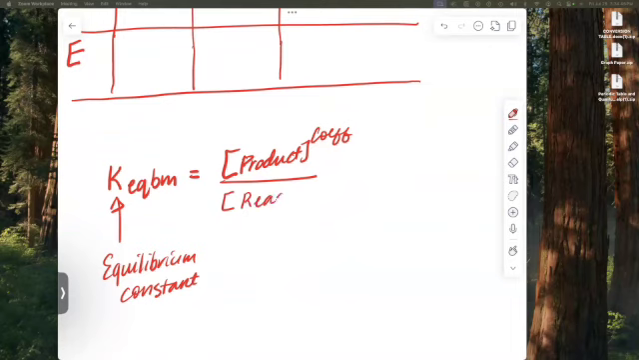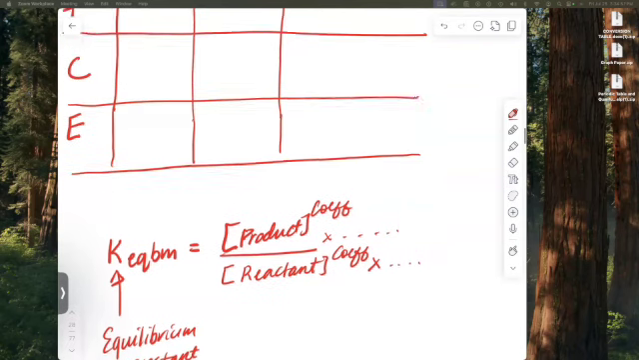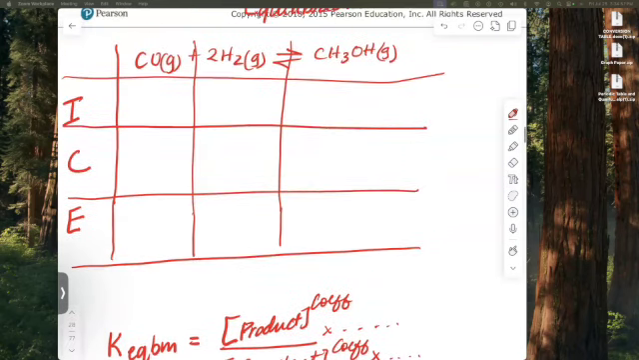Okay, so we have here reactant raised to the power of the coefficient. Of course, if you have multiple products, you will put the other products here. If you have many reactants, you put the other reactants here. You get the gist, right? So anyway, let me leave this here for right now. Let's go ahead and get our equilibrium amounts.